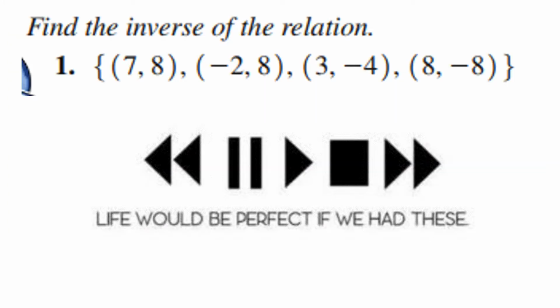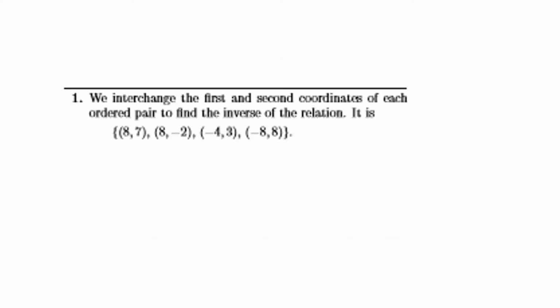Let's look at a couple of examples of this. The first one is shown here. You want to find the inverse of this relation. Hit pause, do the problem, and then we'll check and see how you did. Pause now. Let's see how you did. Well, you interchange the first and second coordinates, and this is the inverse, so it's the set of ordered pairs (8, 7), (8, -2), (-4, 3), and (-8, 8).